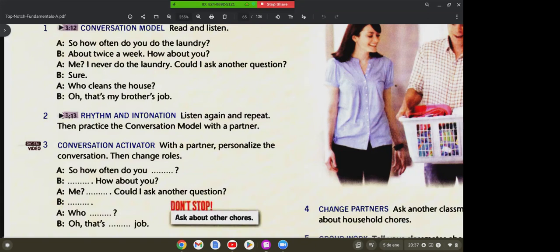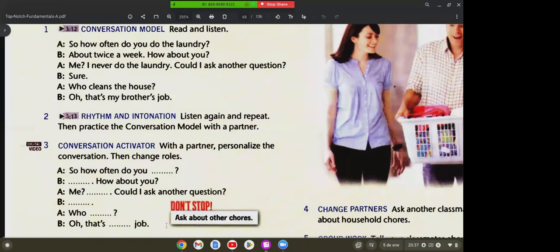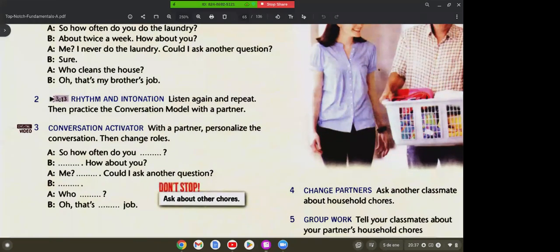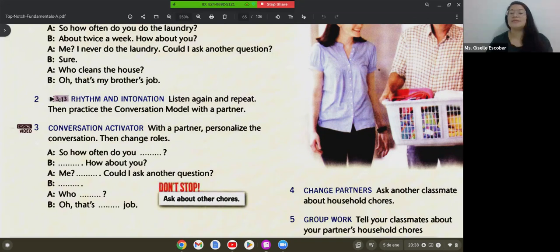Who washes the dishes? Who washes? Oh, that's my wife's job. Okay, that's my wife's job.